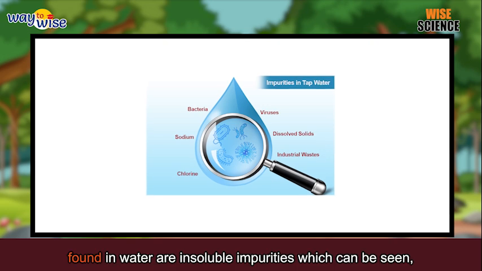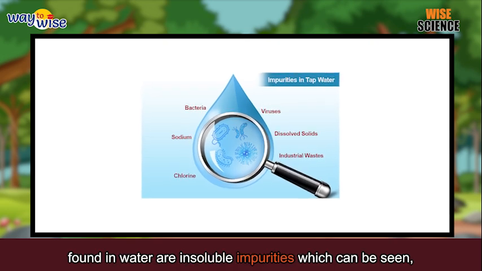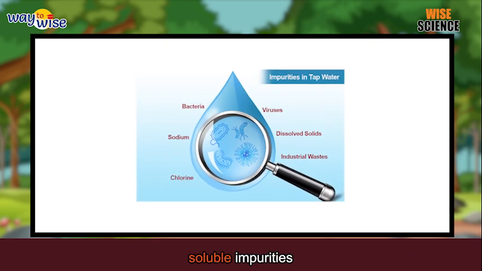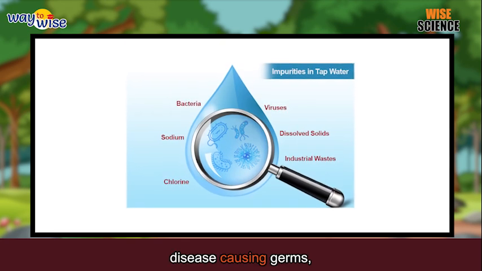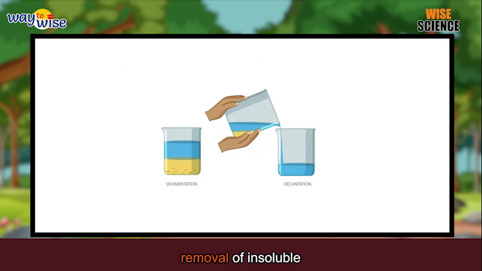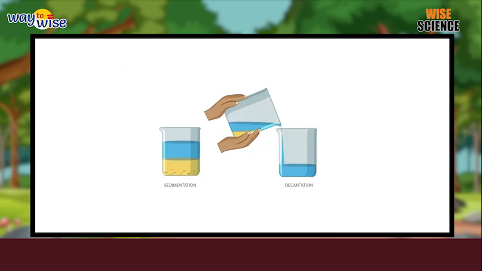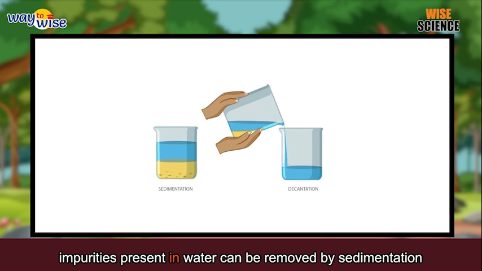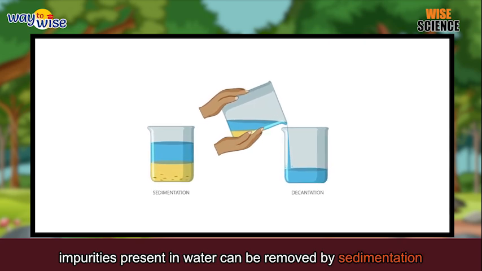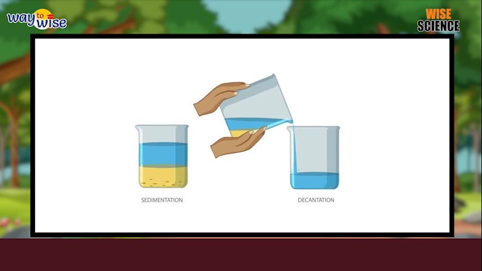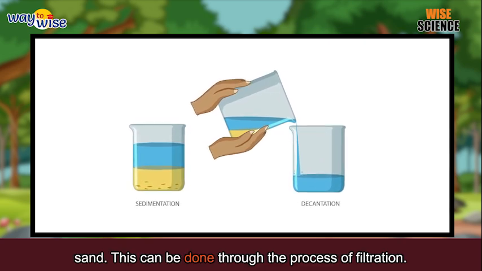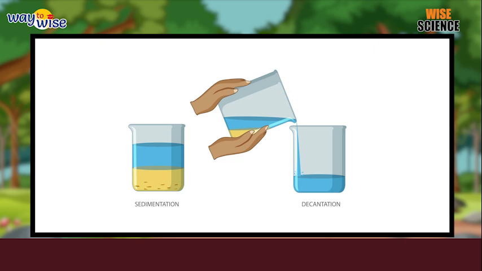The impurities found in water are insoluble impurities which can be seen, soluble impurities which cannot be seen, and disease-causing germs. Removal of insoluble impurities. Insoluble impurities present in water can be removed by sedimentation and decantation. You can easily separate a mixture of water and sand. This can be done through the process of filtration.